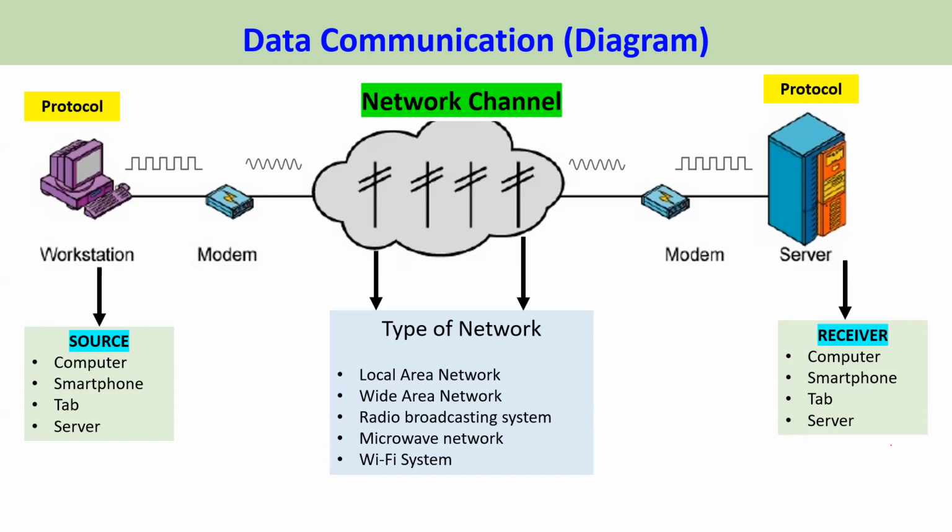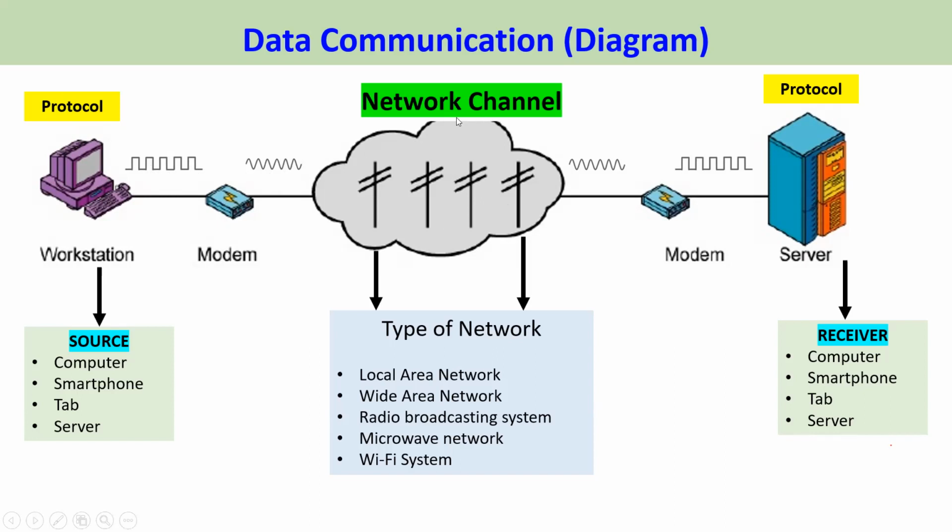Then in this diagram, first the workstation produces digital signals and sends them to the air, but digital signals are not capable of going through the air. They should be converted into analog. To do the conversion, they use a modem. Therefore, digital signals go through the modem and are converted into analog signals. These analog signals should go through the network channel.